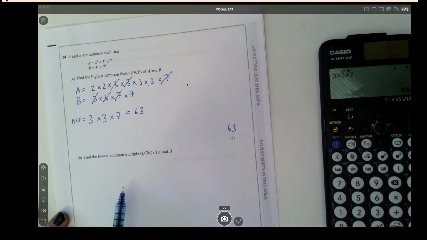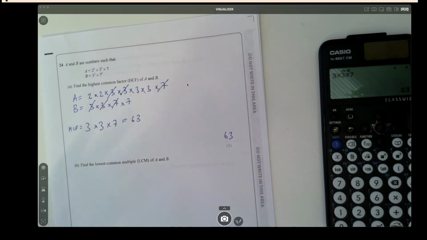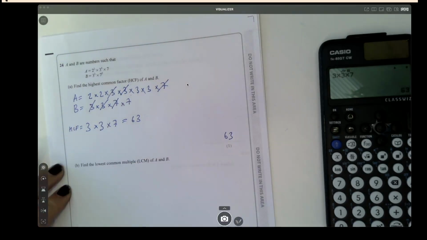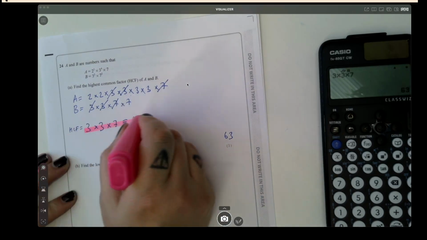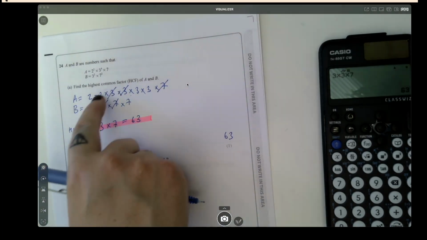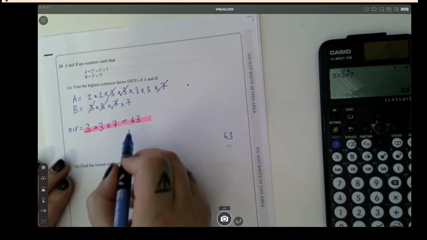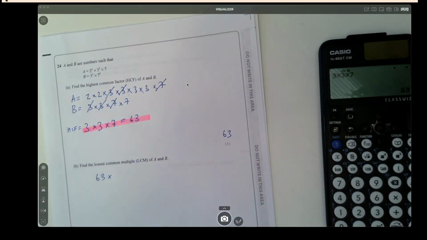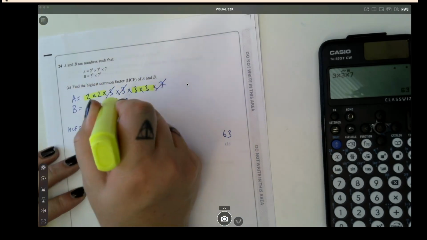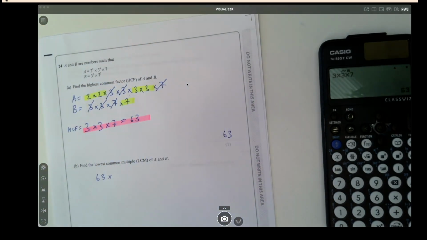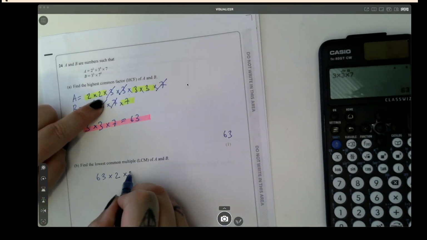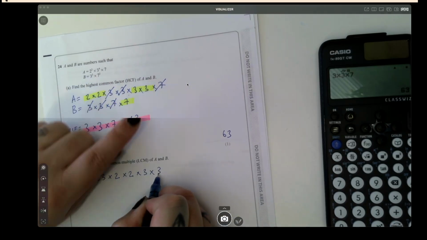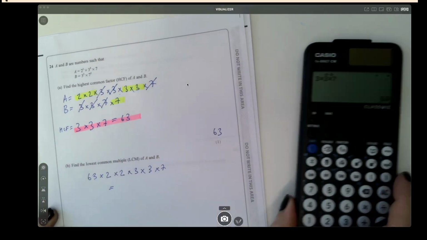Find the lowest common multiple of A and B. So the lowest common multiple is everything multiplied together, but these things here that we've taken out as the highest common factor, we only use them once. We don't use them twice as they appear in those lists. So we're going to do the highest common factor multiplied by what's left up here. So 63 times 2 times 2 times 3 times 3 times 7.